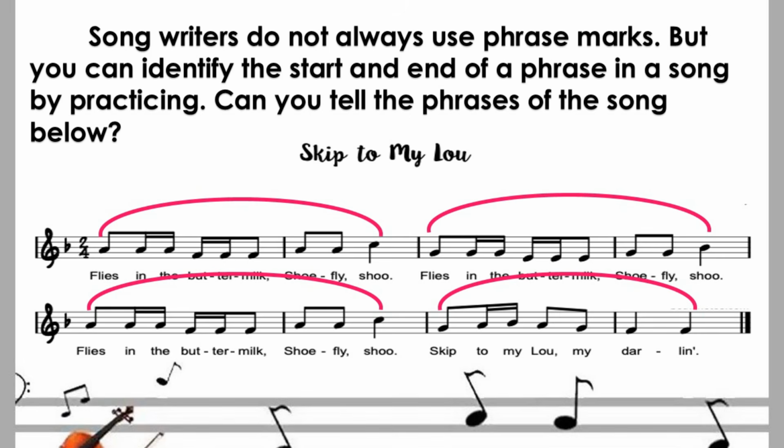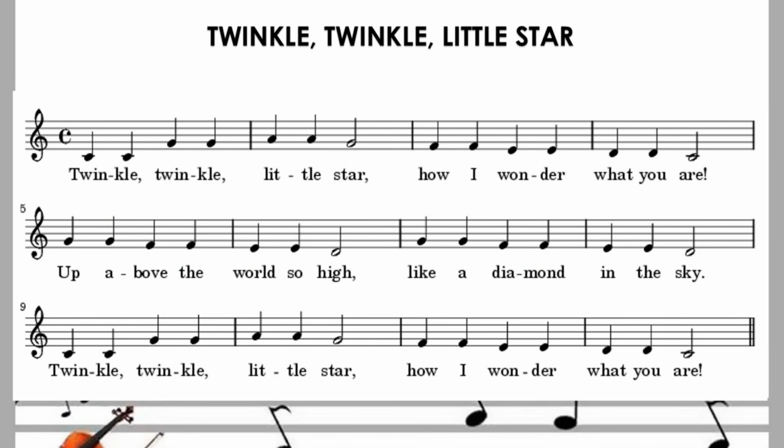How many phrase marks do you see? Let's count. 1, 2, 3, 4. So there are 4 phrase marks on this song. Let's identify the musical phrases of this song. So the first musical phrase of this song is, Twinkle, twinkle, little star.